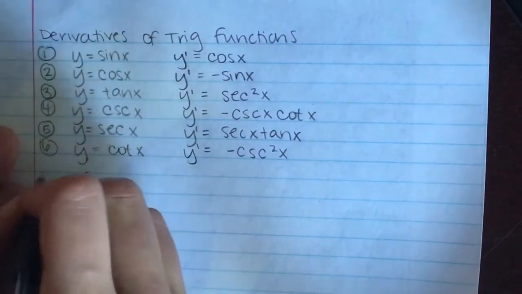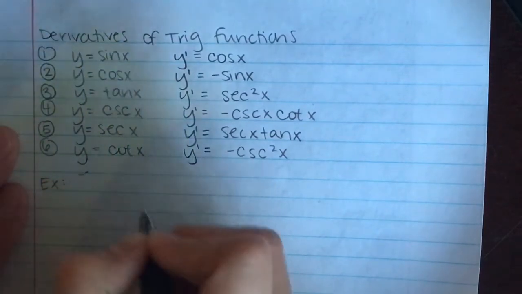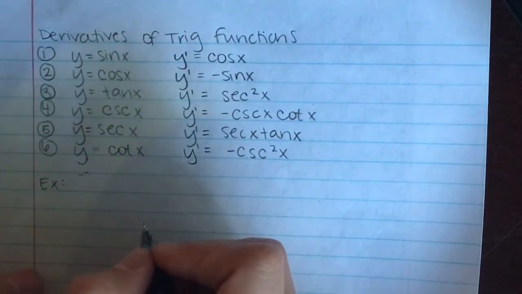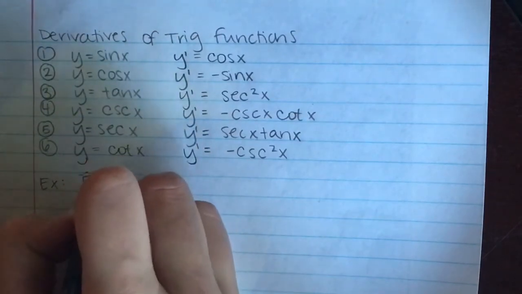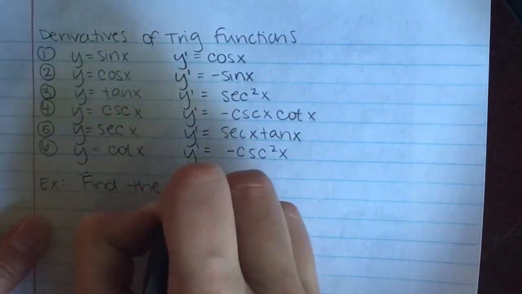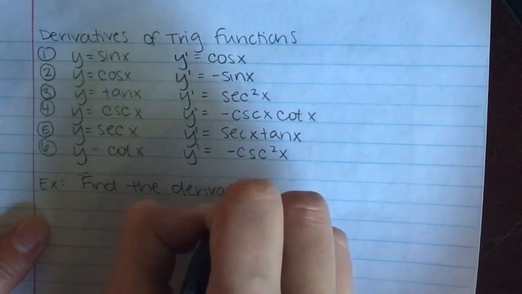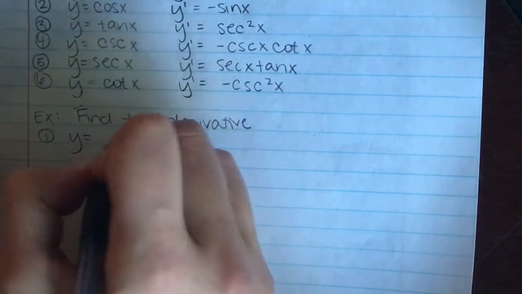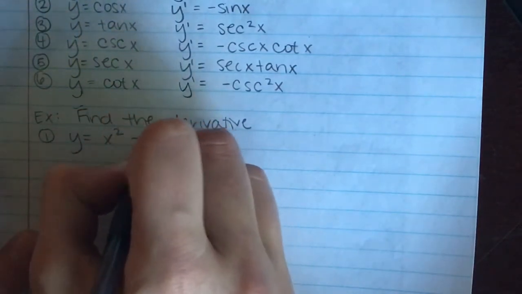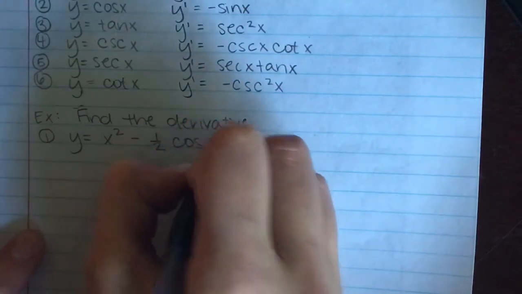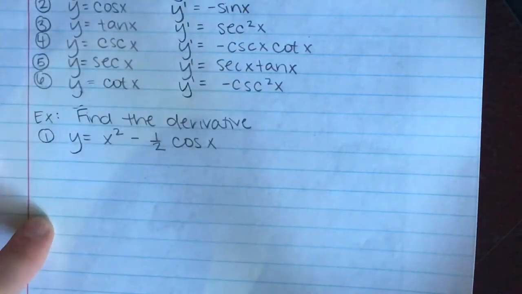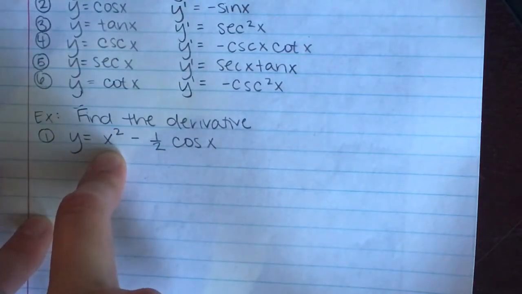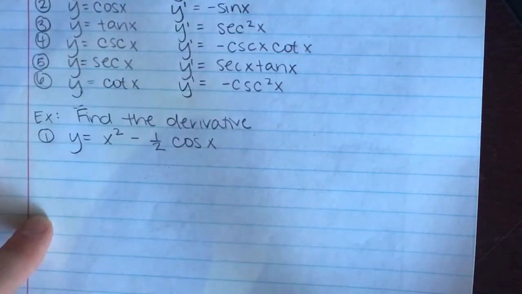Okay, so the first problem that we're going to do is we're just going to find the derivative in a few different circumstances. So the instructions would say find the derivative. For the first problem, we're going to find the derivative of the function x squared minus 1/2 cos x. So this is one of those problems where you can use properties and say, let's find the derivative of this piece first, then we can find the derivative of that piece.